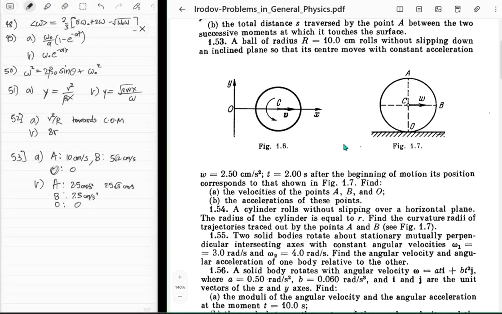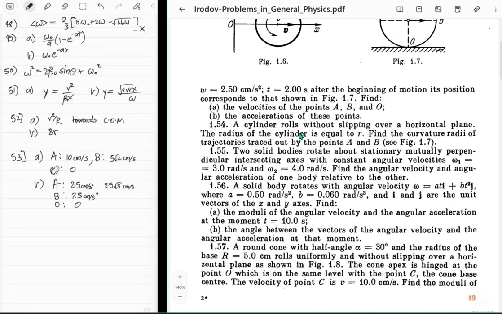54th. 54th is a cylindrical, what? A cylinder rolls without slipping over a horizontal plane. The radius of the cylinder is equal to R. Cylinder rolls on horizontal plane. Radius of cylinder is R. Find the curvature radius of the trajectory traced by the points A. What? A and B. Wait, what?